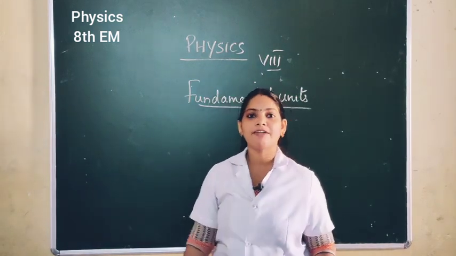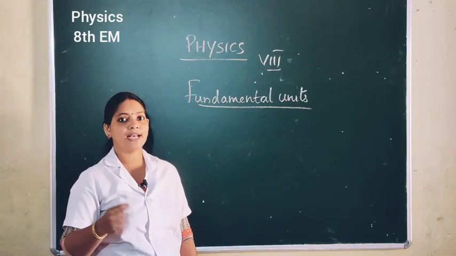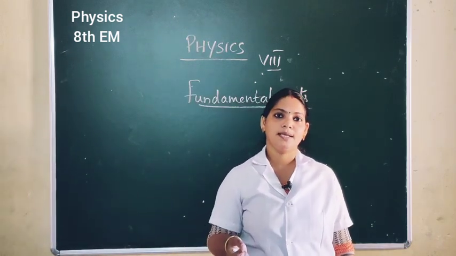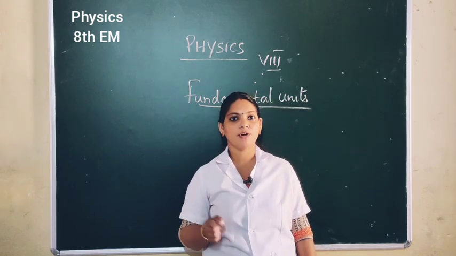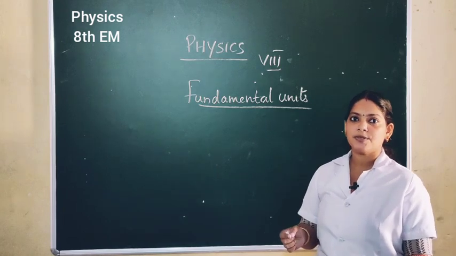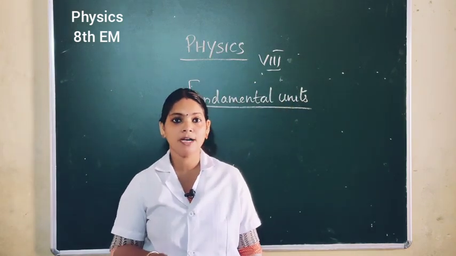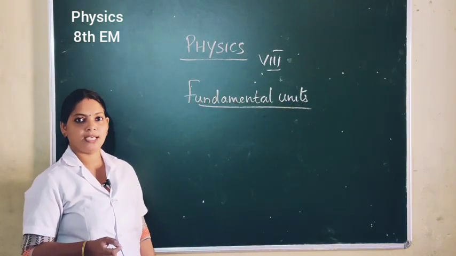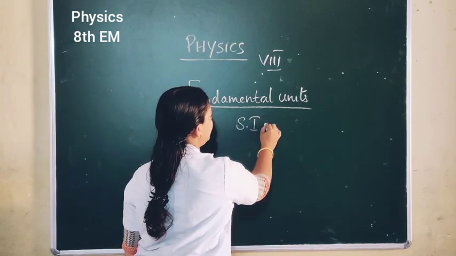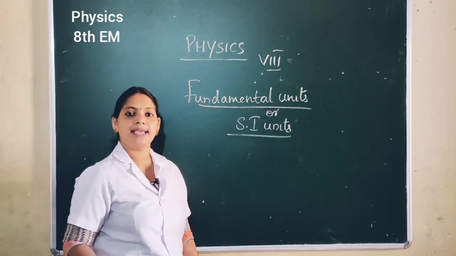So, how will you define fundamental units? These are the quantities which have no relation with each other and cannot be expressed using any other units. Such quantities are called fundamental quantities and their units are called fundamental units. These units are internationally accepted and are based on the International System of Units. So, fundamental units are otherwise known as SI units.